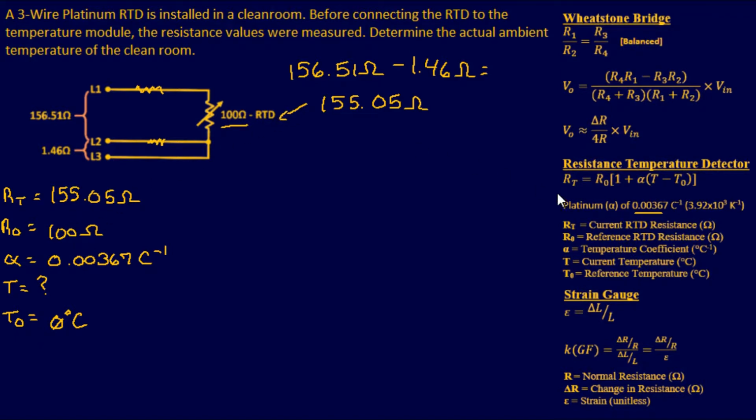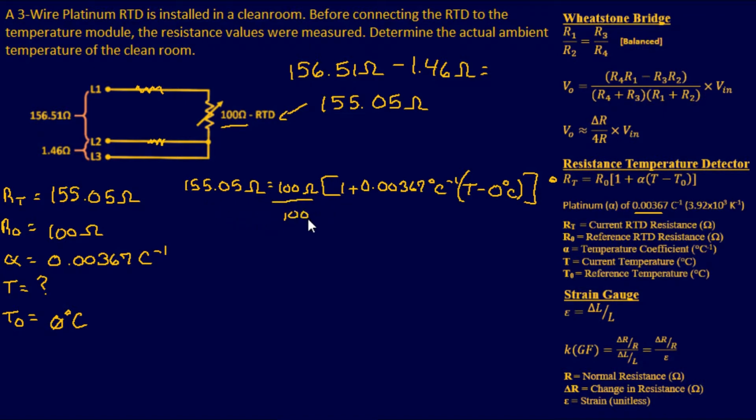All right, now let's see if we can start plug and chugging some of these variables in this equation right here, and we'll start working it down. So we're going to say RT, I'll say 155.05 ohms, equals your reference, which is 100 ohms. Then we have a bracket, 1 plus, and this is going to be our alpha, which is going to be 0.00367, and that's going to be Celsius inverted, parentheses, and I want T minus 0 degrees Celsius. And let's see if I can fit all that in there. Now let's go ahead and start doing our algebra. Let me go ahead and divide both sides by 100 ohms.